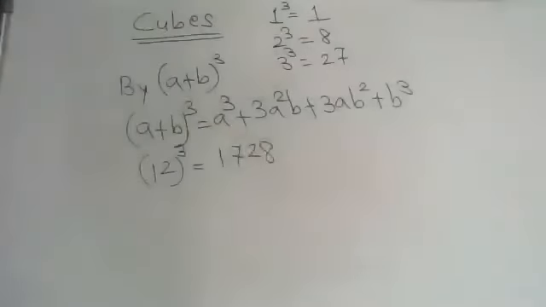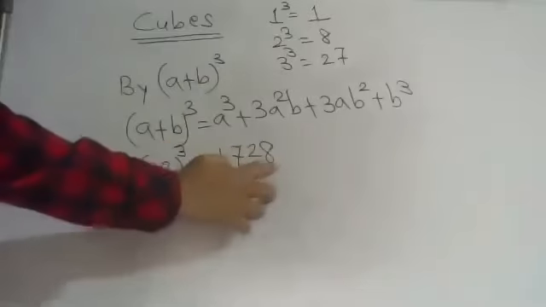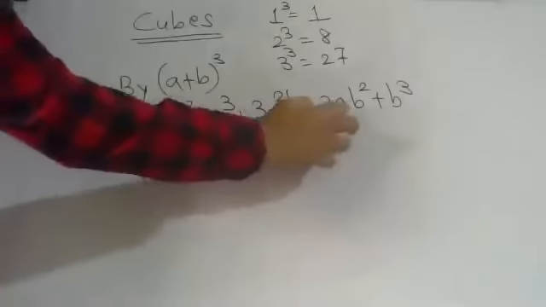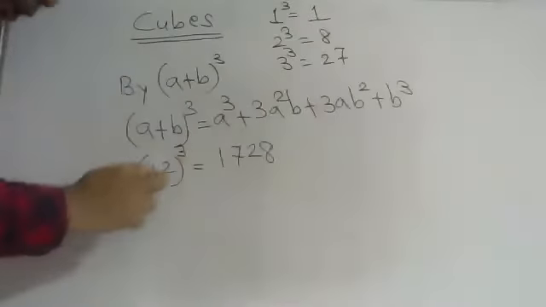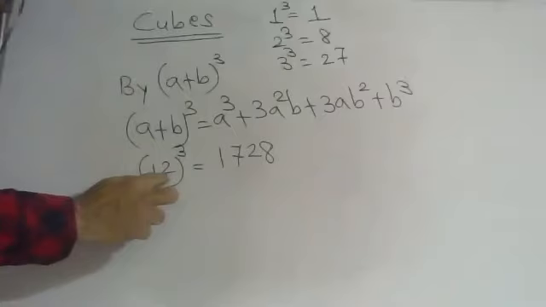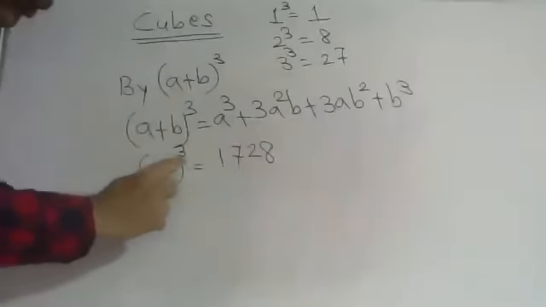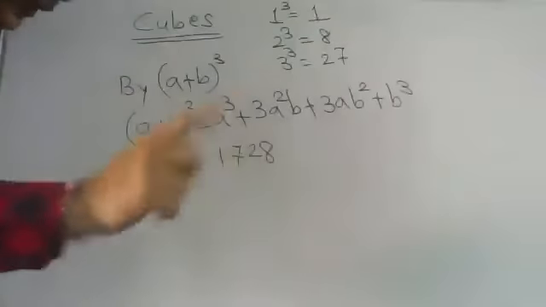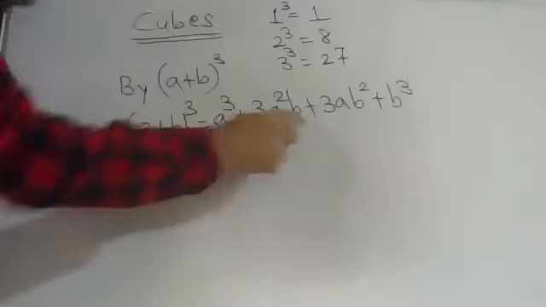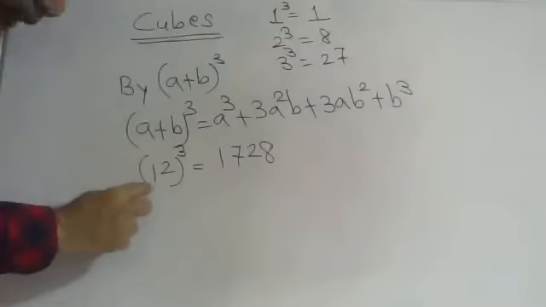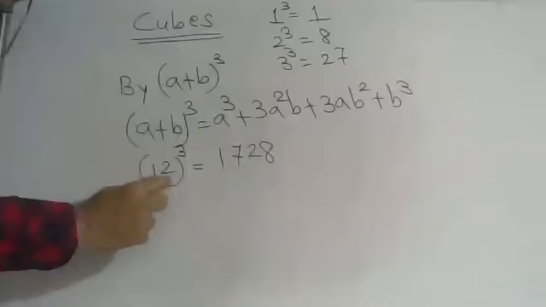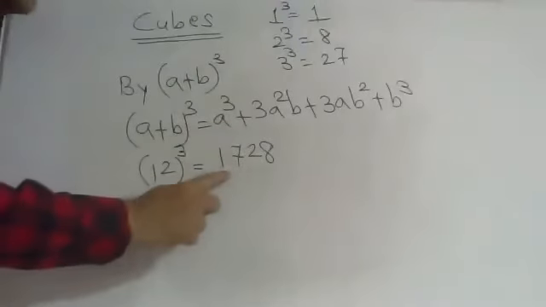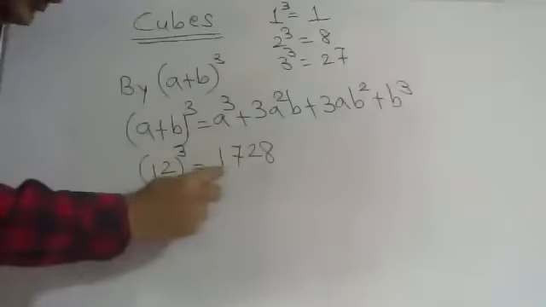Once again, 2 cube is 8. 3ab square: 3 into a into b square. 2 square is 4. 4 into 3, 12. Carry 1. 3a square b: 3 into a square is 1, into b. 6 plus carried 1, 7. a cube is 1.